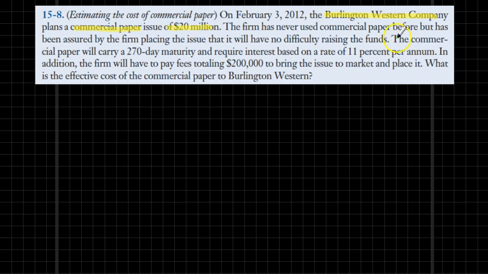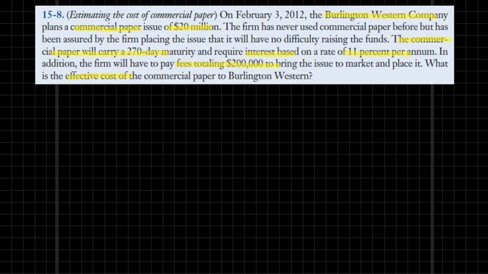The commercial paper will carry a 270-day maturity, so we can consider it as 9 months basically, and it will have an annual interest rate of 11%. In addition, the firm will have to pay fees to the investment bank in the amount of $200,000 to bring the commercial paper issue to the market and place it. What would be the effective cost of this commercial paper issued by Burlington Western?